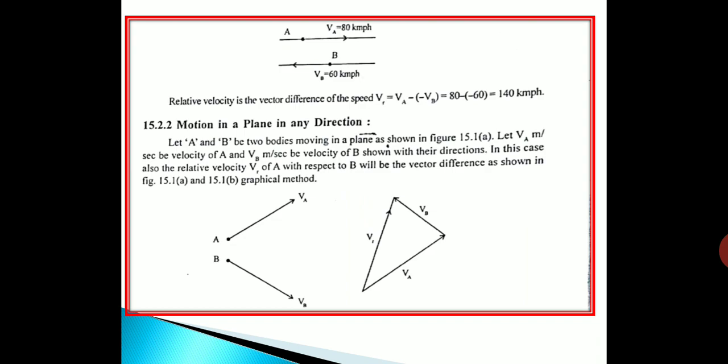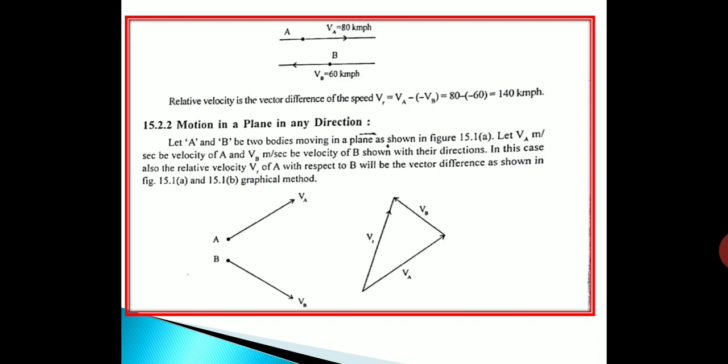Similar example is taken here. You have two trains, one is moving with the speed of 80 in one direction, say towards positive x-axis, whereas the other train B is moving with a speed of 60 in the opposite direction, say negative x-axis. So now in this case, how do we find the relative velocity? The formula remains the same, that is the difference between the two velocities. So here we get 80 minus of minus 60.